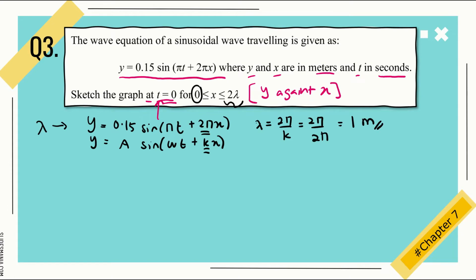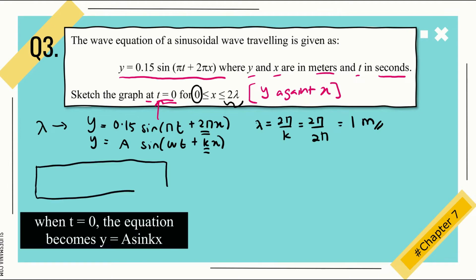To do the sketching, we normally have a table. In that table, we fill in the x and y values for at least one wavelength. Our wavelength is equal to 1, so we start with 0. Half of the wavelength is equal to 0.5. Here is 0.25, here is 0.75. What we do here is substitute the value of x with 0, and then we get the value of y.